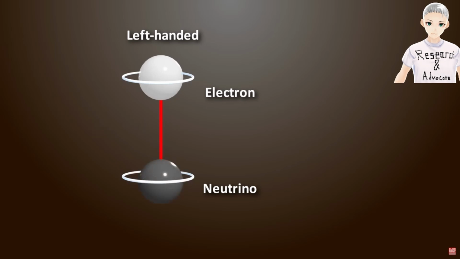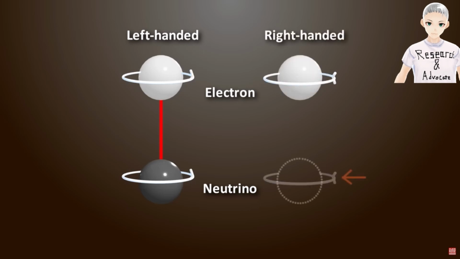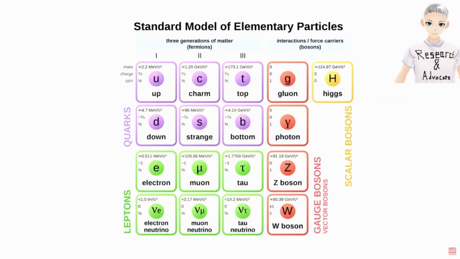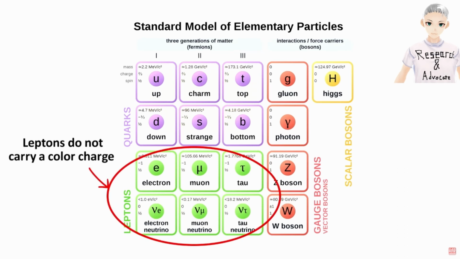While both left-handed and right-handed electrons exist, when it comes to neutrinos, for some reason, only left-handed neutrinos exist. Right-handed neutrinos have never been detected. Unlike quarks, leptons do not have any color charge, and so they are not affected by the strong force. This lack of color charge is the main distinction between leptons and quarks.